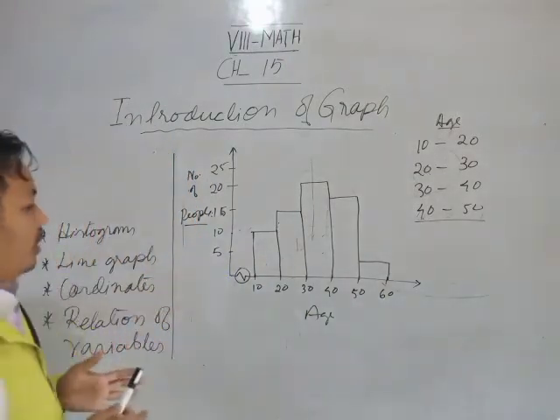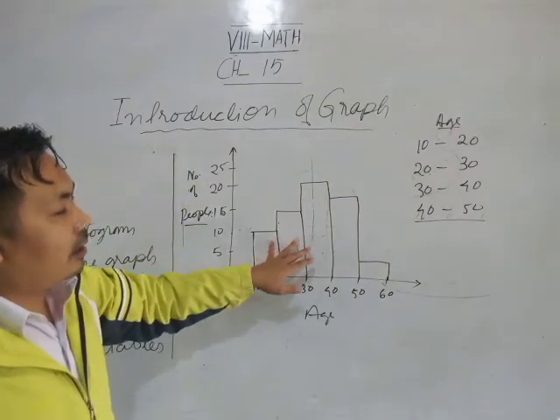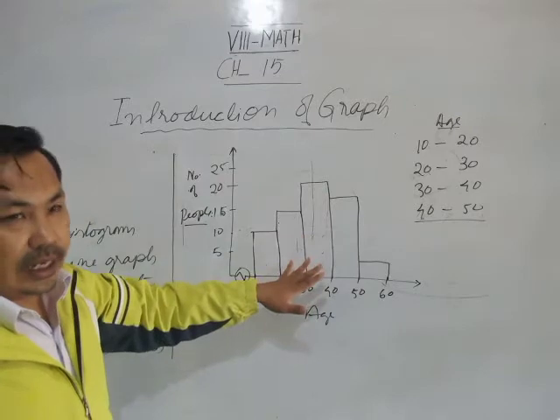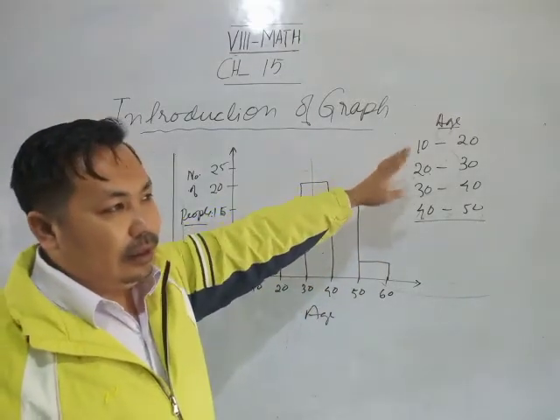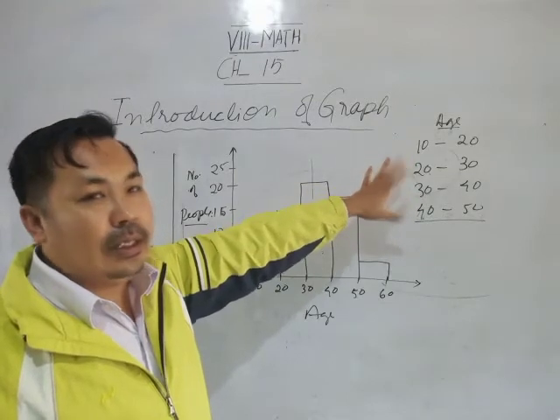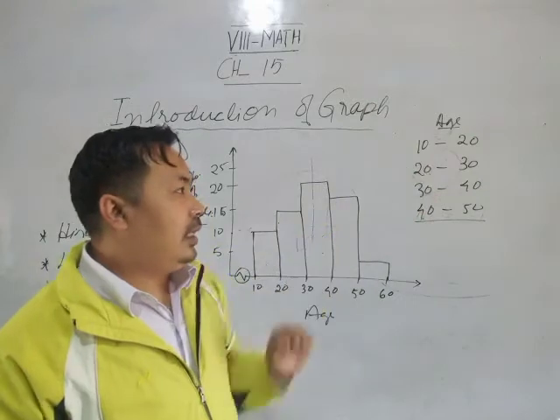Now this is called a histogram. A histogram is where the bars are not having any gaps. Okay, clear? And the information is given in intervals. Okay, 10 to 20 to 30 minutes.